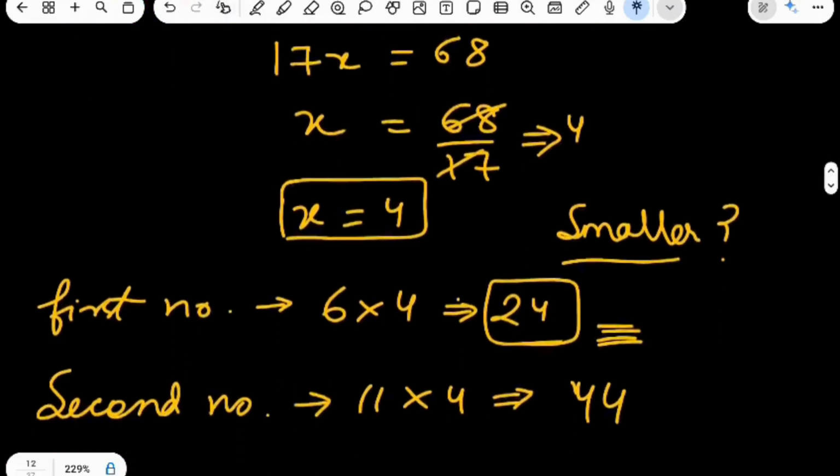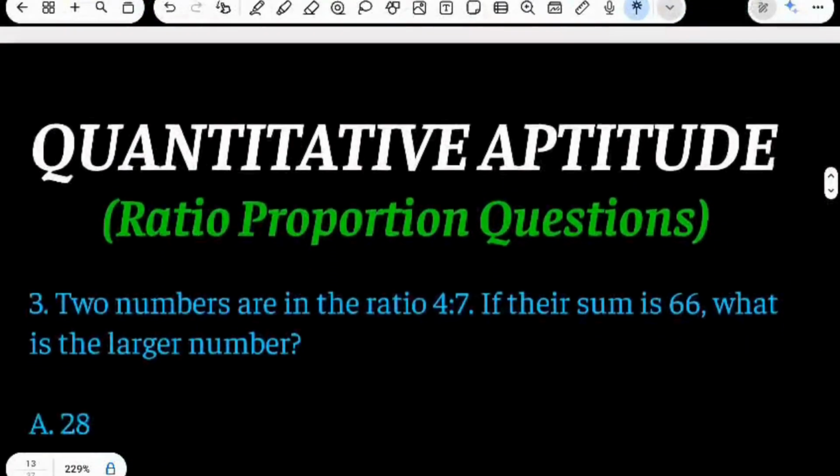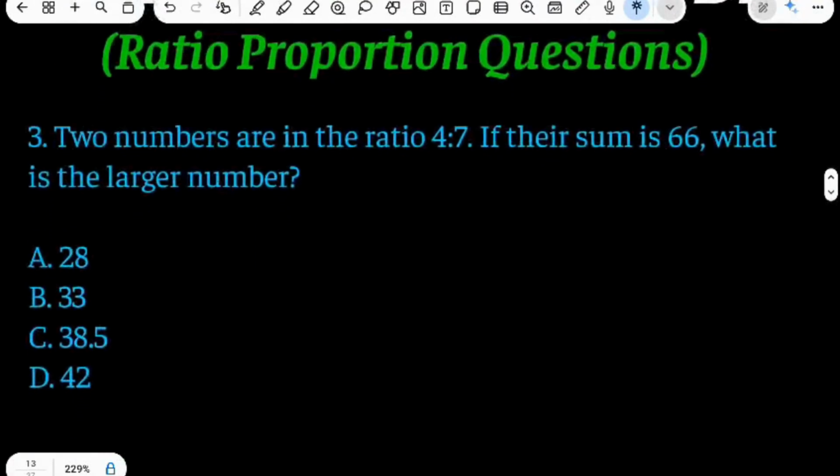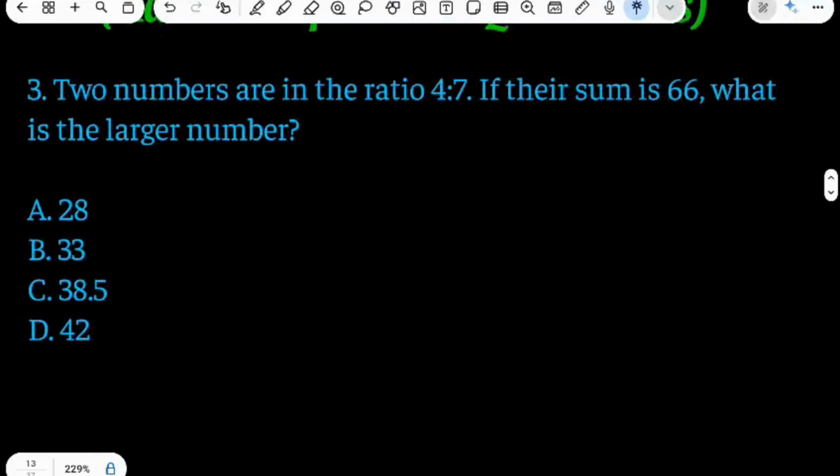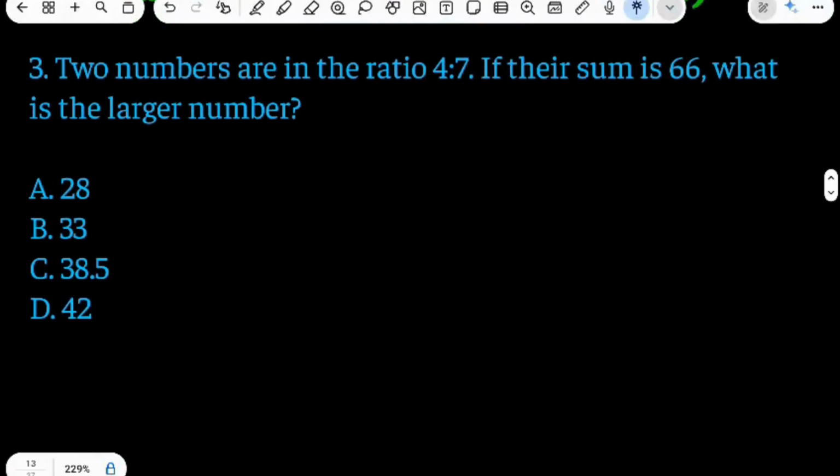Once we divide it, we will receive the value of x. Now I hope you will get the confidence to solve this type of question, and if you get enough confidence to solve this type of question, please do let me know in the comment section. I love to hear from you guys. Now, two numbers are in the ratio of 4:7. Okay. If their sum is 66.